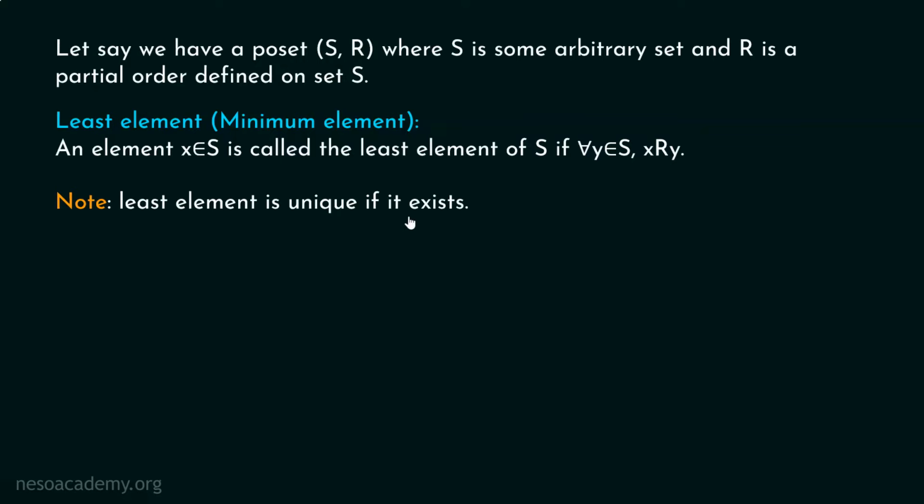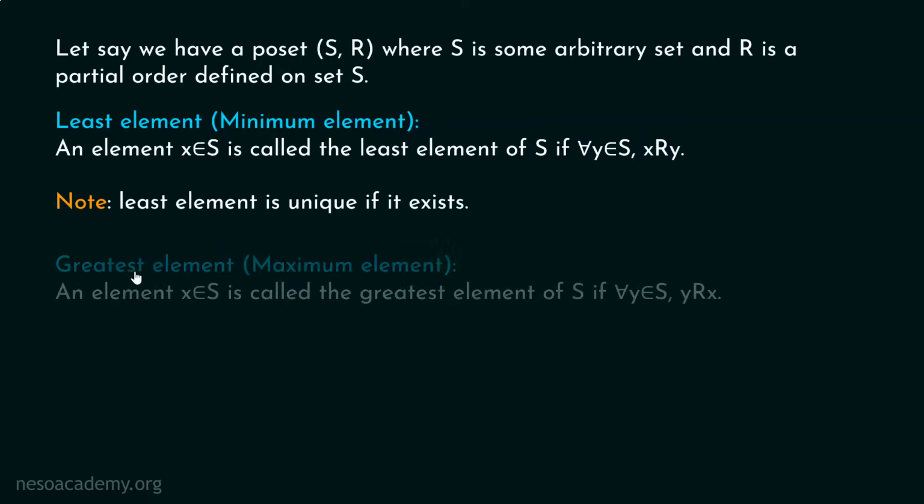Now let's consider the definition of greatest element or maximum element. An element X belonging to S is called the greatest element of S if for all Y belonging to S, Y is related to X. Just opposite of what we have seen in least element, right? Here we have X related to Y and here we have Y related to X. So we are considering every element of S.